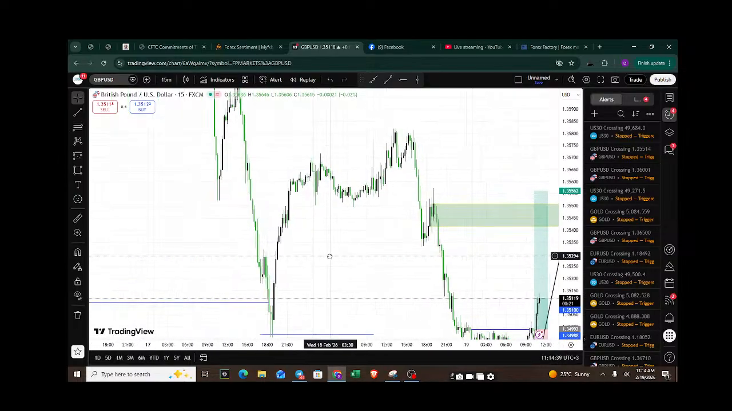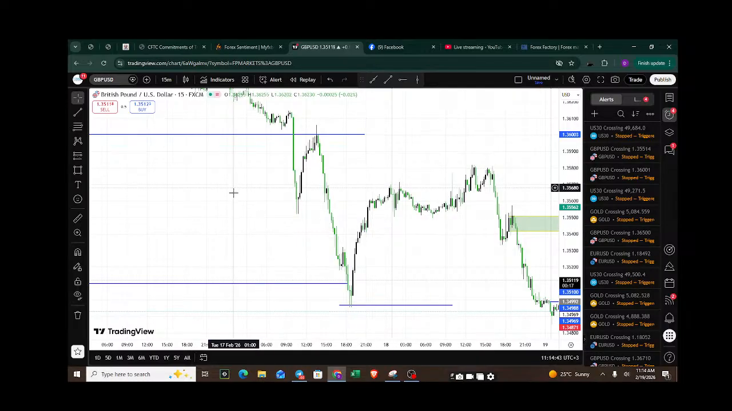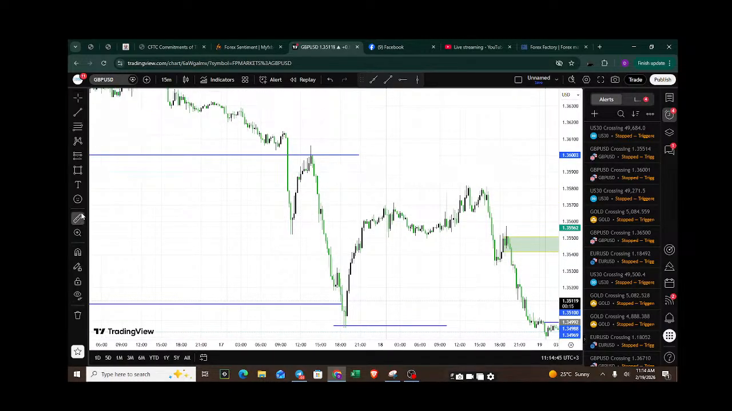By the way, if there is something which is going to save you in this market, it's only risk management. There is nothing else which can save you.